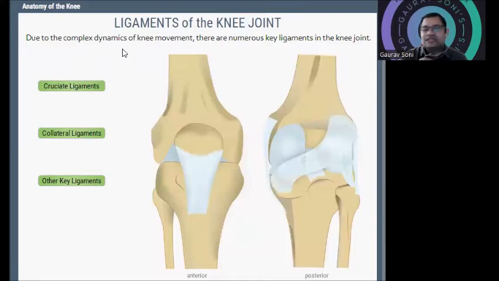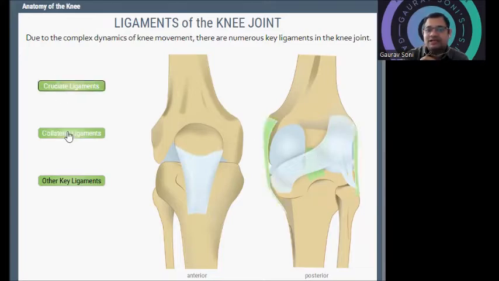Due to the complex dynamics of the knee joint, there are numerous key ligaments in the knee joint. The first one is the cruciate ligament. Cruciate means crossing, just like this. You can see the cruciate ligament here in the posterior view. Then the collateral ligaments, the collateral ligaments on both sides, medial and lateral. And there are other key ligaments which we are going to find in that particular time. So one by one we will discuss.